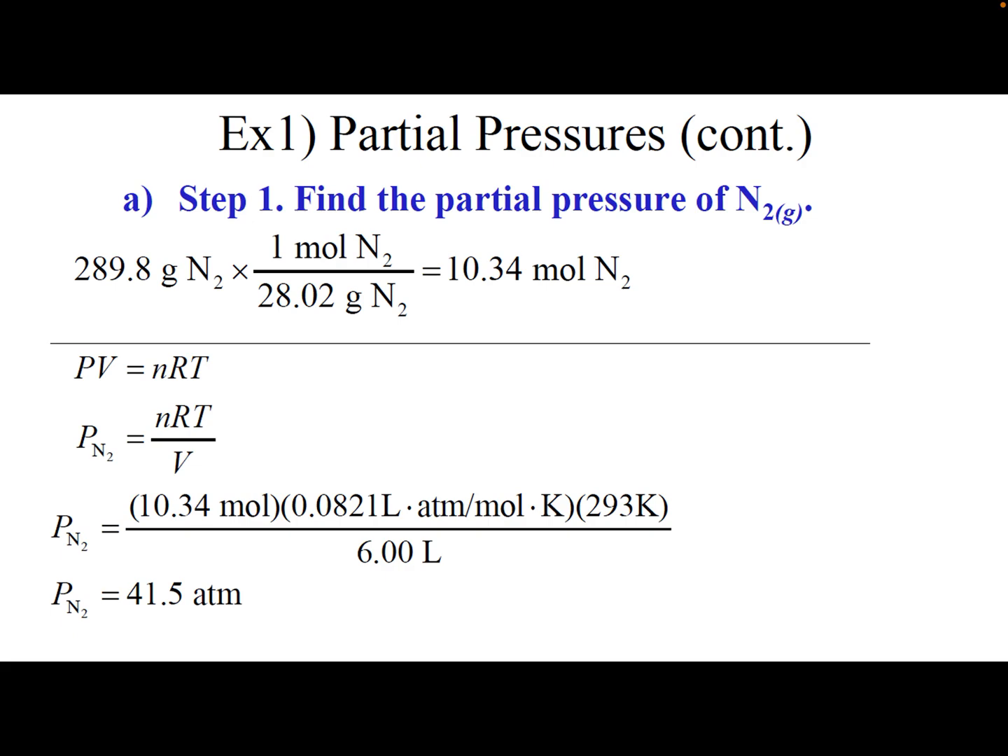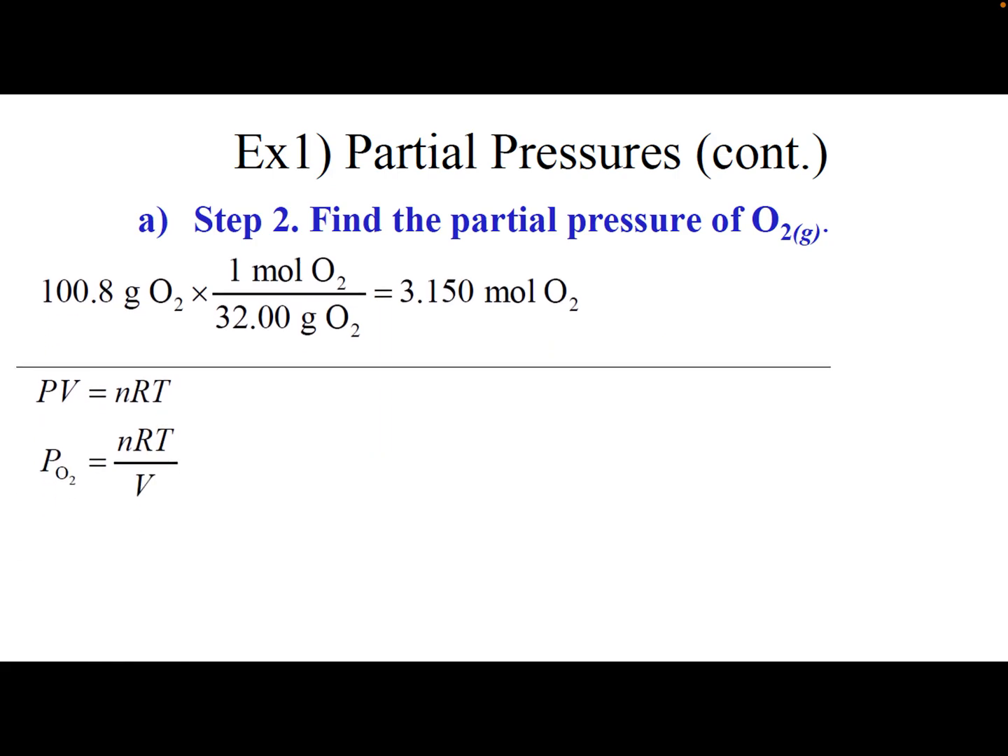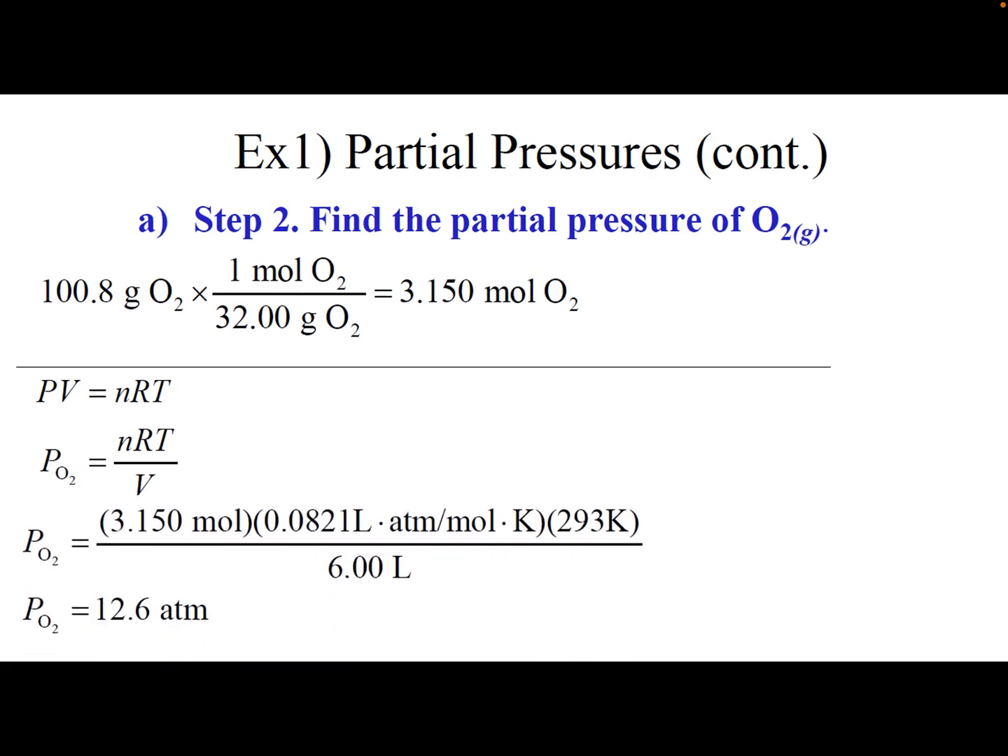What do you think step 2 is? Hopefully you said, hey, find the partial pressure of the oxygen gas, right? How are we going to do that? We're going to take our mass of oxygen gas, convert it to moles, yay. Then we're going to use the ideal gas equation to solve for the partial pressure of oxygen. We now know the number of moles, R, temperature, and volume. And so we should find that the partial pressure of the oxygen is 12.6 atmospheres.